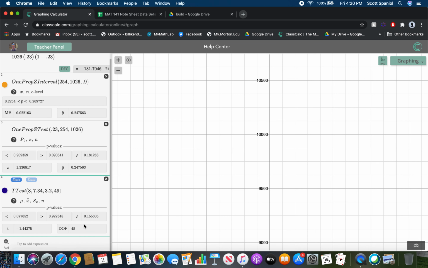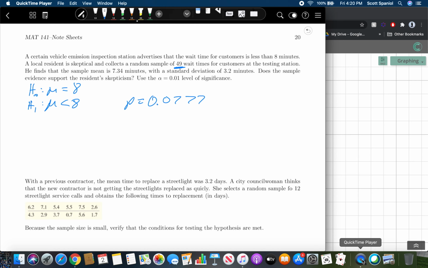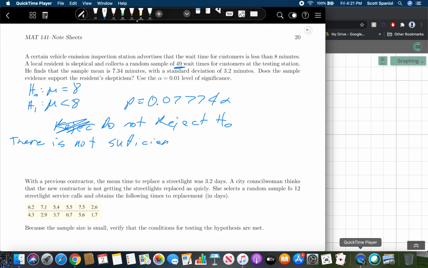And we're doing less than, so our p-value is this number on the left, 0.0777. So that's not less than alpha, which is 0.1. So we do not reject H naught. So there is not sufficient evidence to suggest the wait time is less than 8 minutes.